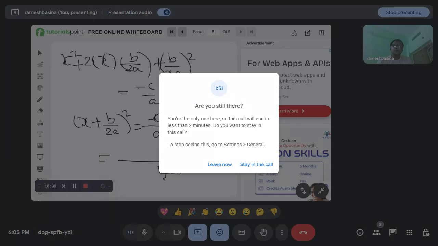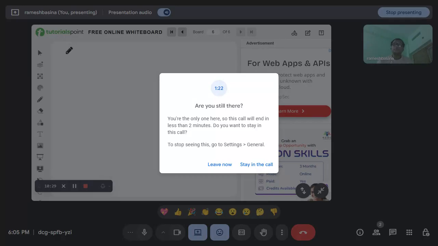The LCM of a and 4a square is 4a square. Then a will go into 4a square 4a times, 4a into the numerator minus c becomes minus 4ac. Here 4a square will go into 4a square one time, 1 into b square, b square. Next, you write the positive value first. Meaning x plus b by 2a whole square is equal to b square minus 4ac by 4a square. Meaning x plus b by 2a whole square is equal to b square minus 4ac by 4a square.